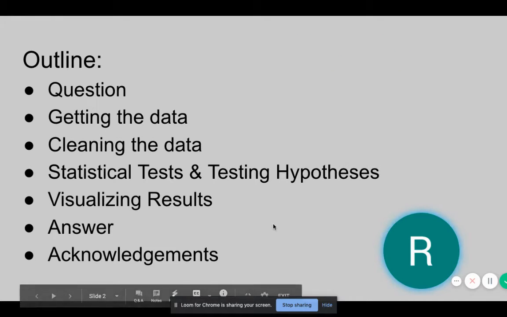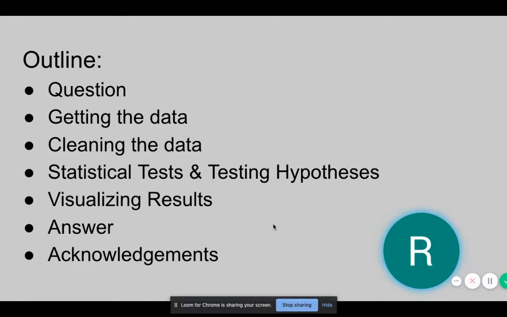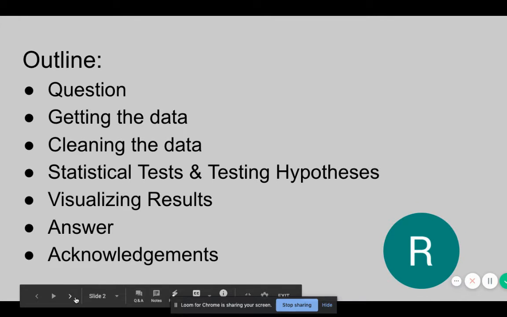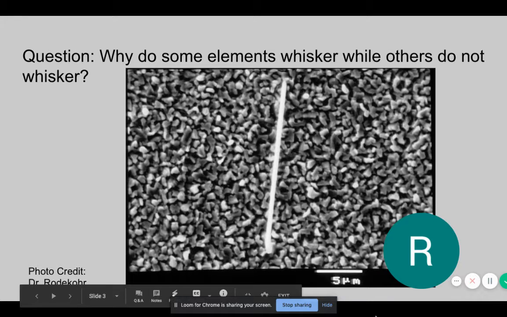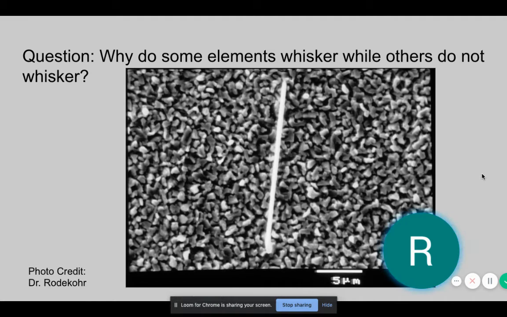So here's an outline of my presentation. We'll start with a question, talk about how I got my data, how I cleaned the data, some statistical tests and hypothesis testing, and then I'll visualize the results, I'll answer my original question, and then I'll end with some acknowledgments. So the question that we're starting with is, why do some elements whisker while others do not whisker?